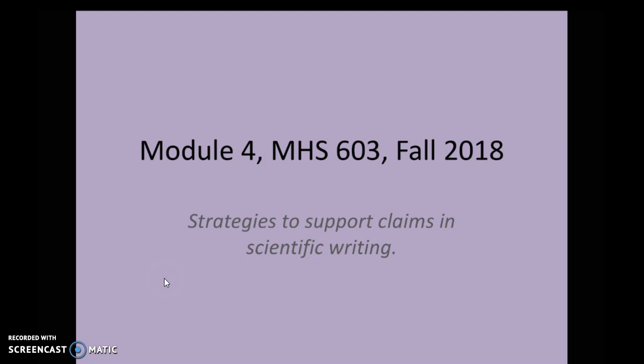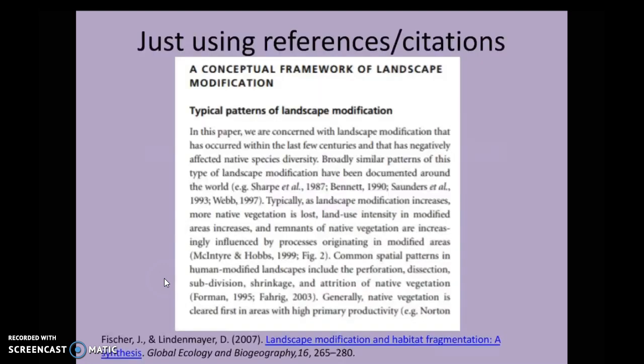So let's look at a few examples from some of the articles you might find familiar, because I've used them before in some of the videos. So here again, from the ecology article by Fischer and Lindenmayer on landscape modification and habitat fragmentation, I want to show you something. This comes from a later part in the paper where the authors are laying out their conceptual framework of landscape modification, right? And so their subheading: typical patterns of landscape modification.